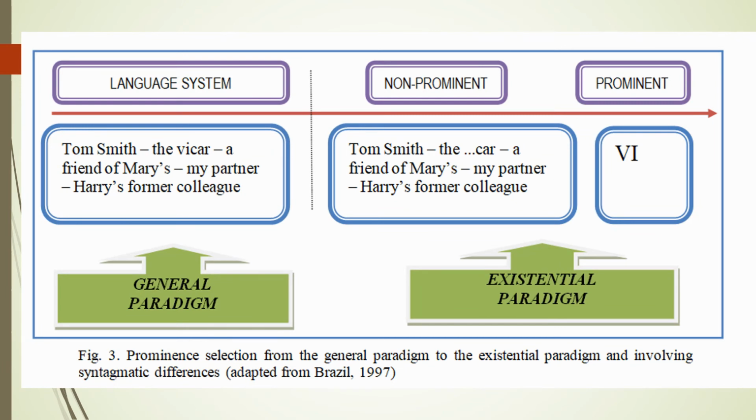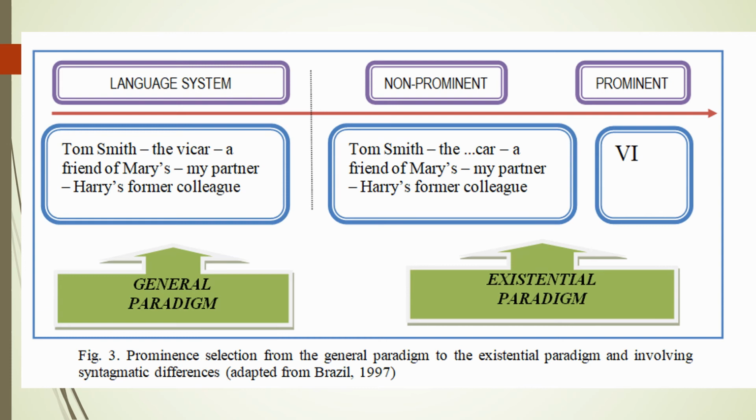So this figure comes to exemplify the notion of the selection from the general paradigm into an existential paradigm. So, for example, in a particular interaction, whenever we want to express some ideas and in particular we want to mention someone, then we may refer to that particular person in different ways, like, for example, Tom Smith, the vicar, a friend, Mary's my partner, Harry's former colleague, and so on.